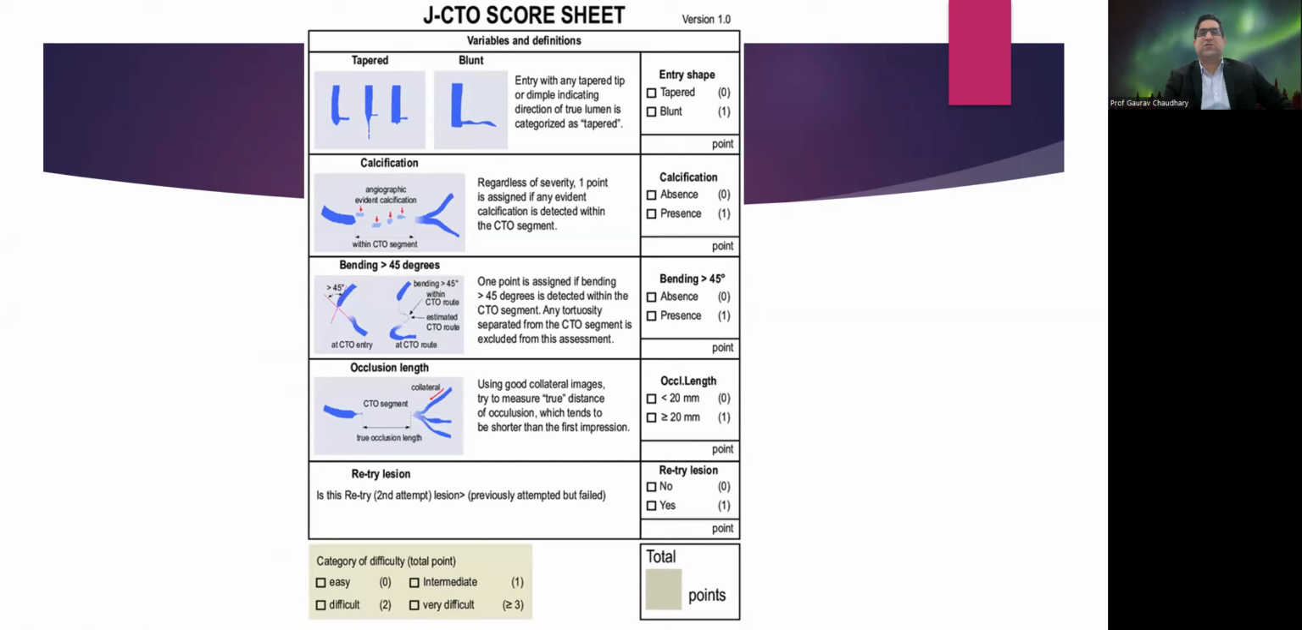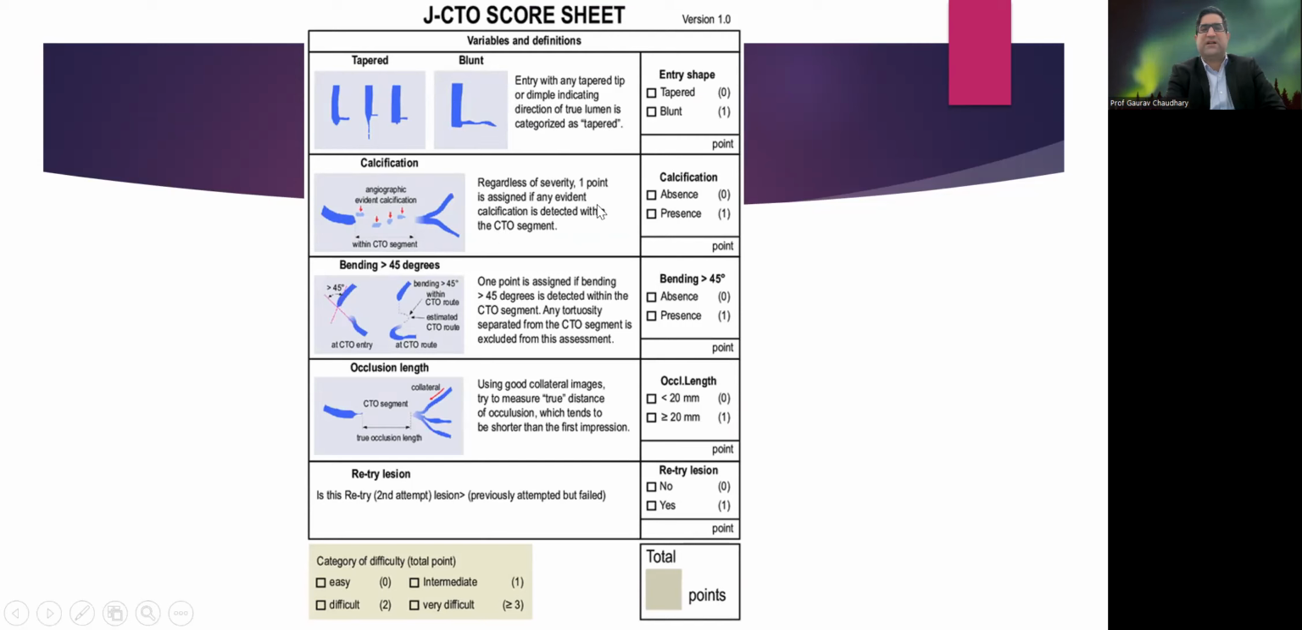In this J-CTO score, we see if the end is tapered or blunt. If it is tapered, then entry with any tapered tip or dimple indicates the direction of the true lumen, and it is categorized as tapered. So tapered is a good sign and a bit easier compared to blunt, because blunt will have a lesser success rate: we don't get a place where the tip of the wire can be negotiated or where we can escalate the wire. So for blunt, we give a score of 1.